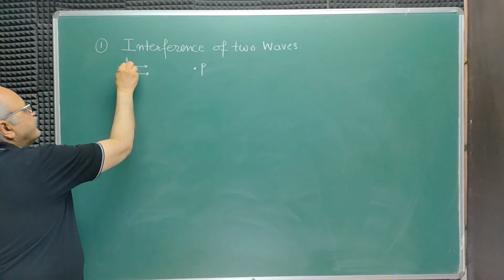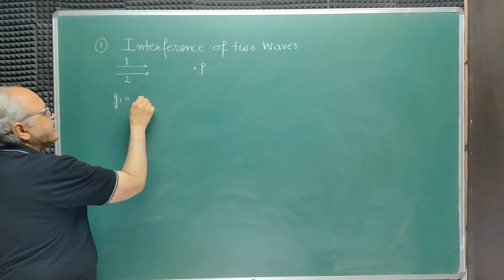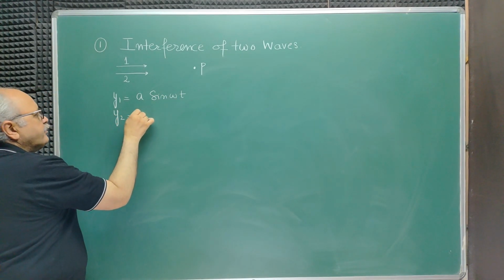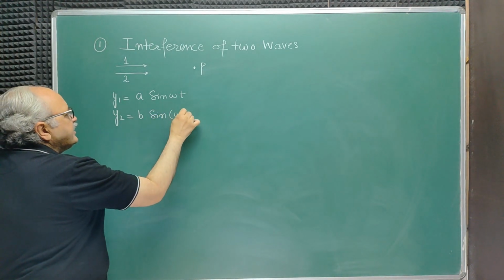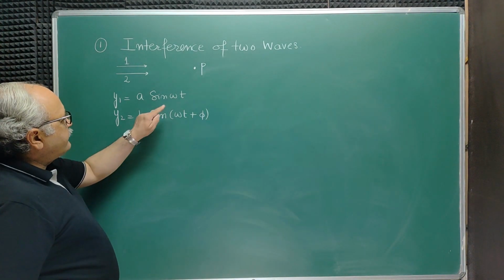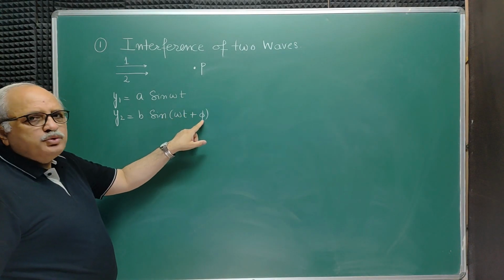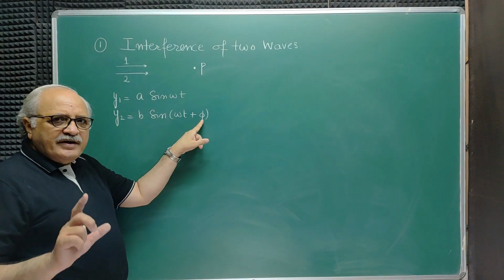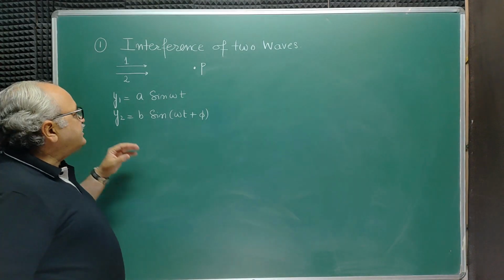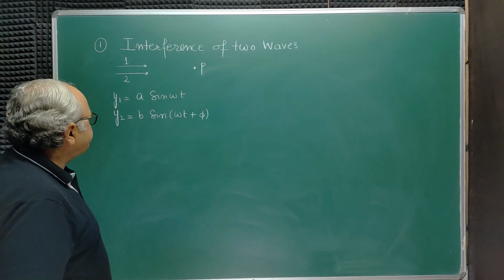The first wave and second wave have disturbance at point P given as A sine omega t and B sine of omega t plus phi. There are two things which are very important to understand. The angular frequency must be the same, and this phase difference between the two, phi, must not be time dependent. It should be independent of time. If such a condition is there, we can say that these two waves are coming from coherent sources and will produce a sustainable interference pattern.